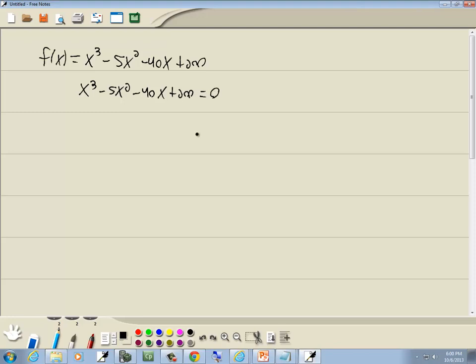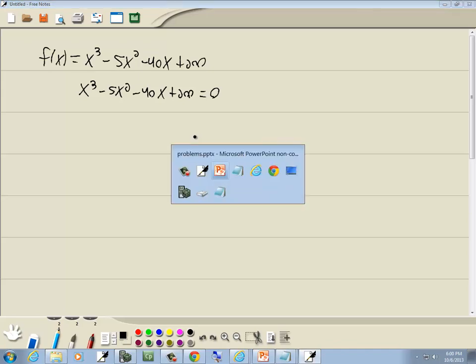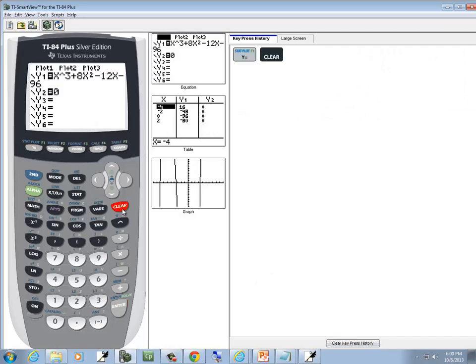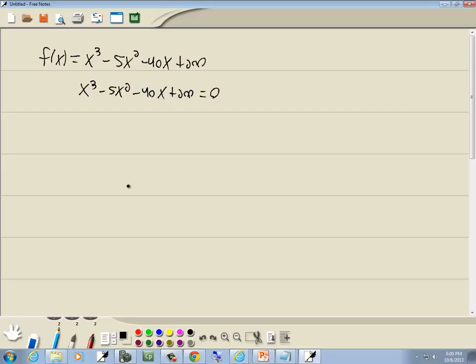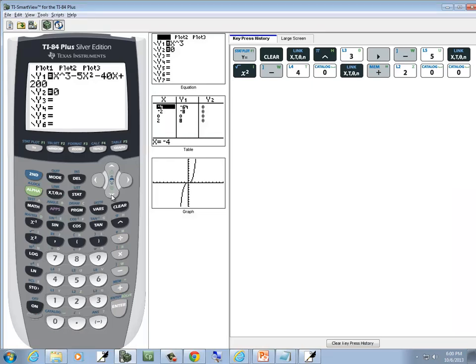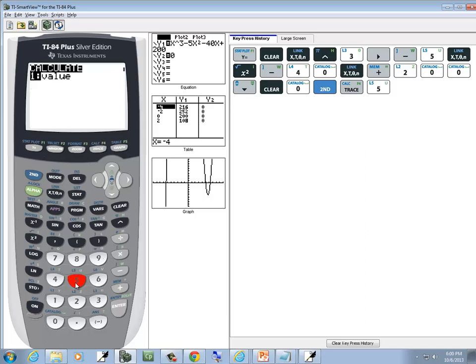Now we'll put our polynomial on y1 and 0 on y2 on our calculator. So we'll press y equals, clear. We've got x caret 3. Be sure you do a right arrow key if you've got a TI-84. Minus 5x squared, minus 40x, plus 200. Then we'll down arrow, press clear on y2 and put a 0 there if you don't already have one. I did. Okay. And then we're going to do second trace, choose intersect, number 5.